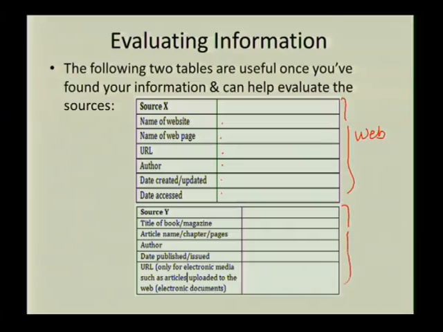And then this table is for a different kind of media, like a book or a newspaper article. So you would put the title of the book or the magazine, the name of the article, the chapter or the pages, who the author is, the date it was published, and the URL, but only if you got it on the internet. And there are a lot of magazines and newspapers published on the internet.